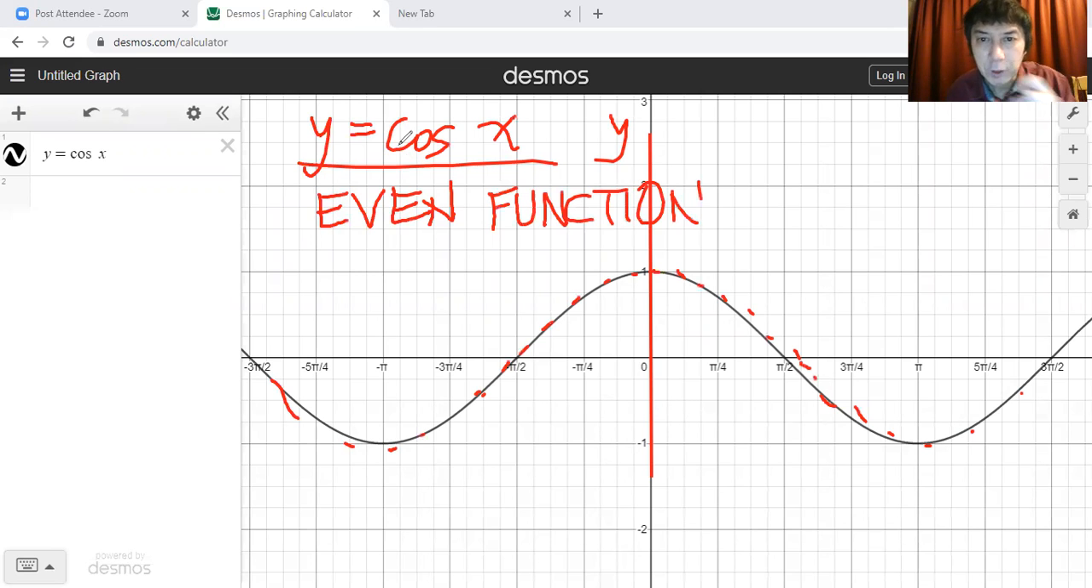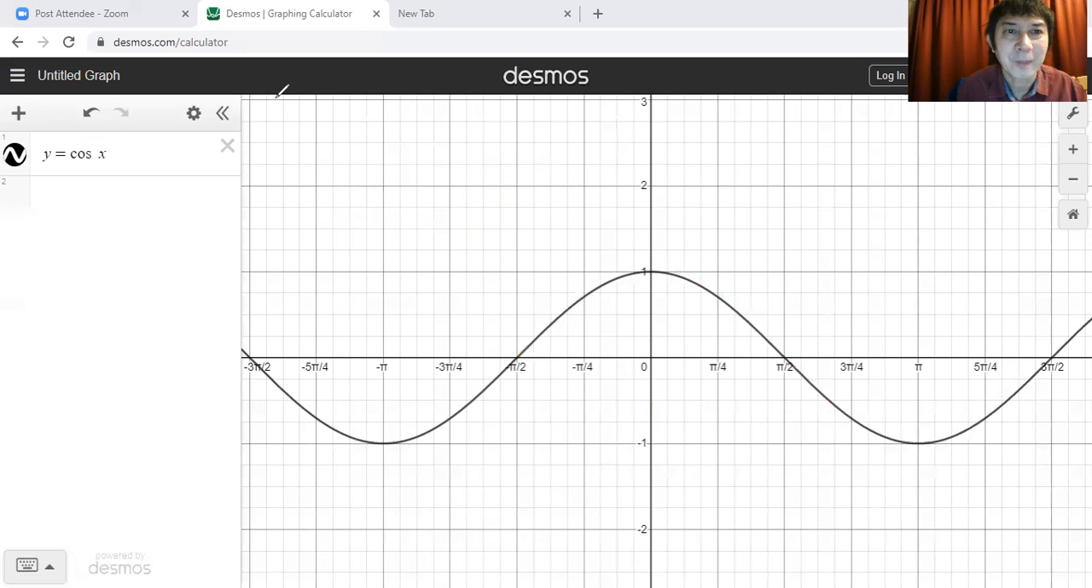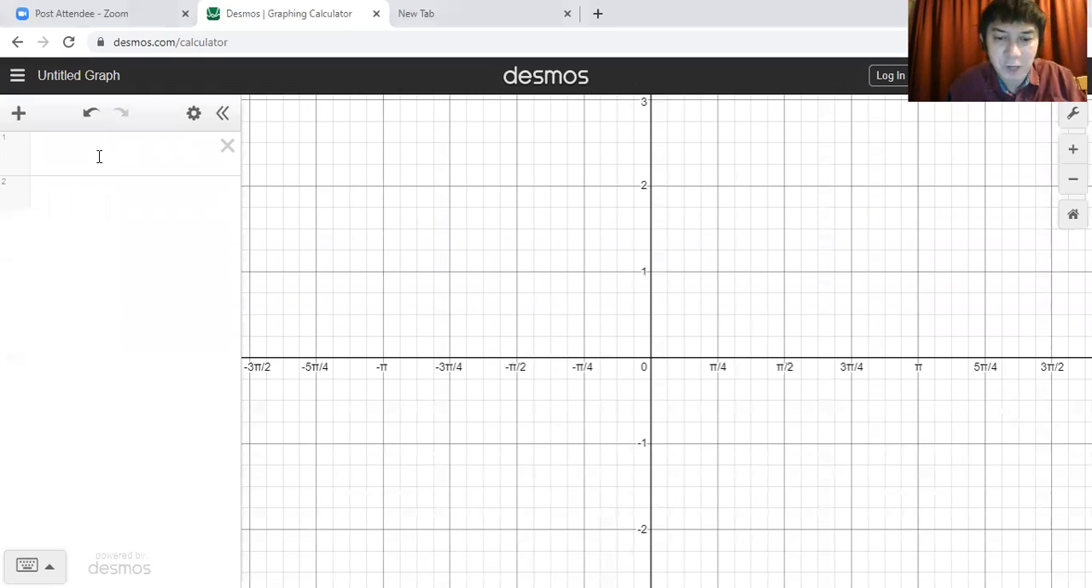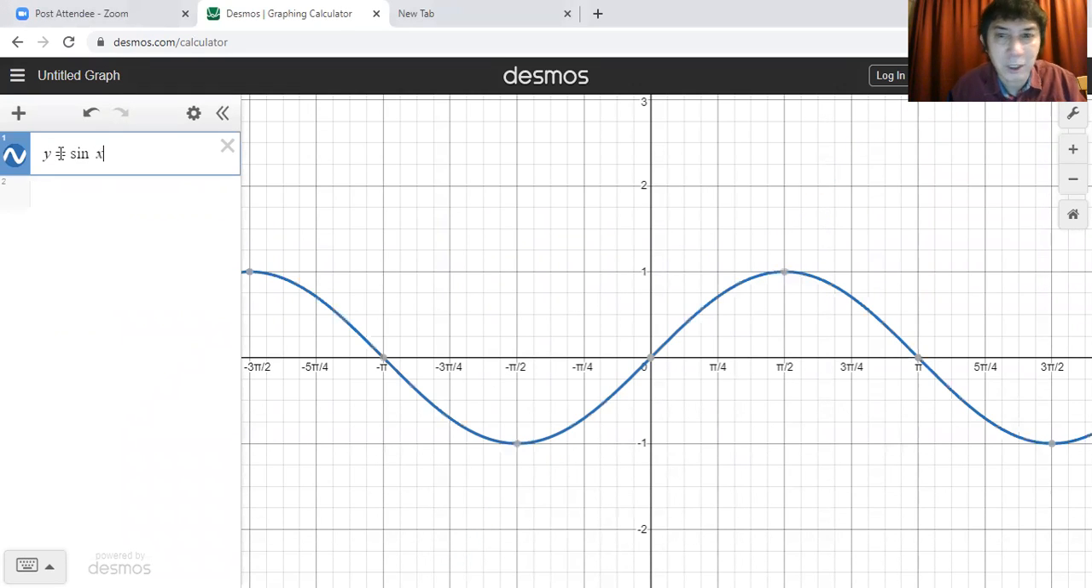Now the sine function is called the odd function. So remember, cosine is symmetric with the y-axis. The right side of the y-axis will have an equivalent counterpart in the left side. It's balanced. Now, how about the sine function? This is the sine function. Y is equal to sine x.